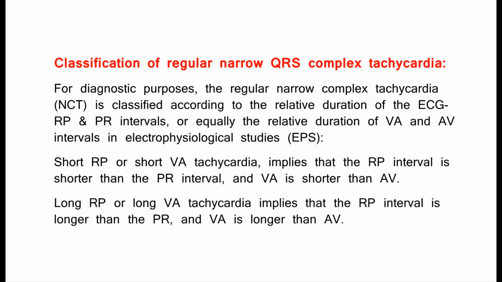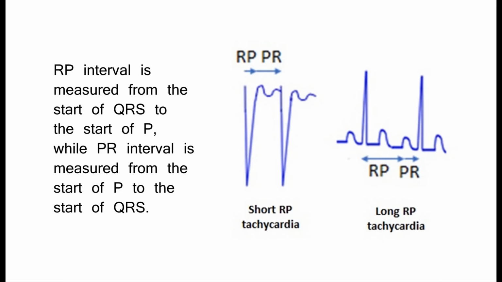Classification of regular narrow QRS complex tachycardia. For diagnostic purposes, the regular narrow complex tachycardia, NCT, is classified according to the relative duration of the ECG RP and PR intervals, or equally the relative duration of VA and AV intervals in electrophysiological studies, EPS. Short RP or short VA tachycardia implies that the RP interval is shorter than the PR interval, and VA is shorter than AV. Long RP or long VA tachycardia implies that the RP interval is longer than the PR, and VA is longer than AV. The RP interval is measured from the start of QRS to the start of P, while the PR interval is measured from the start of P to the start of QRS.